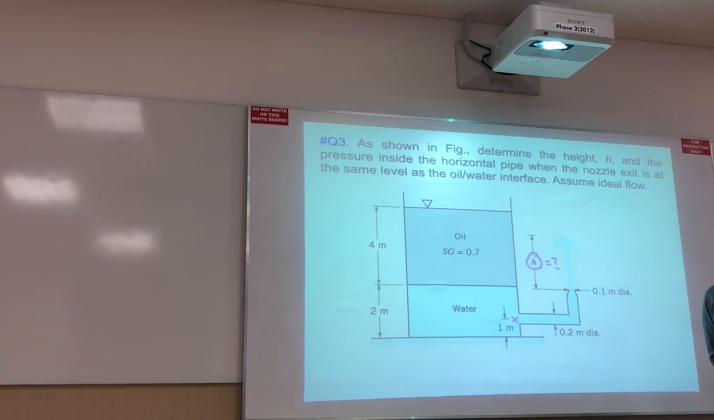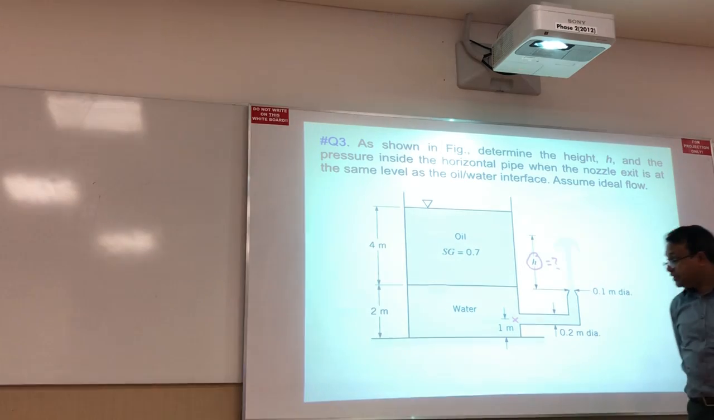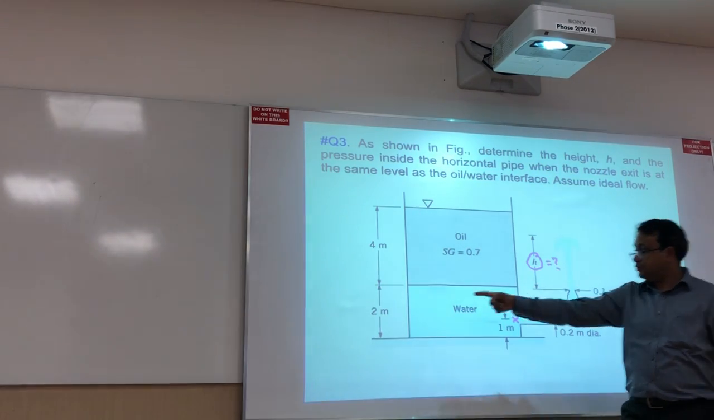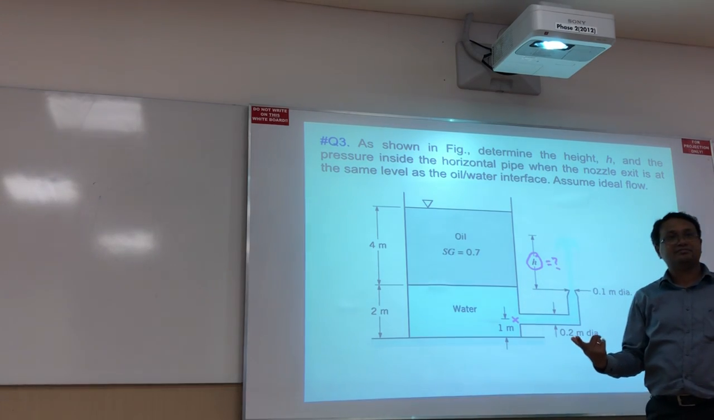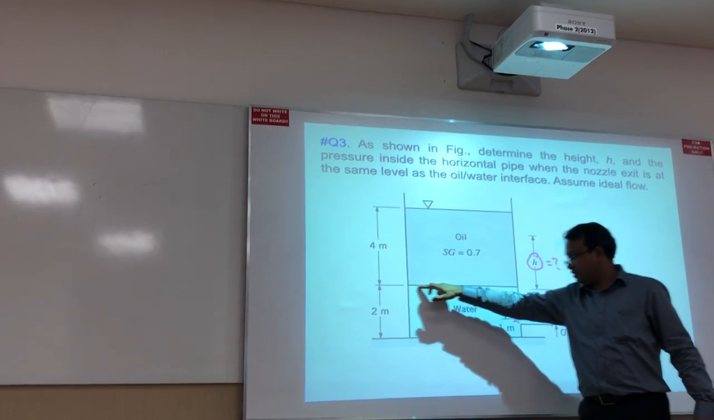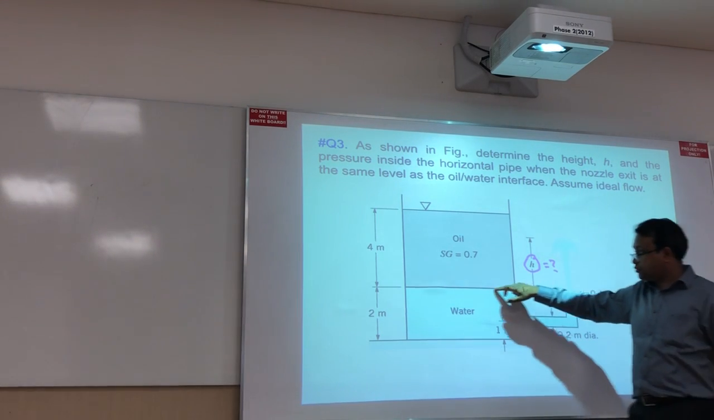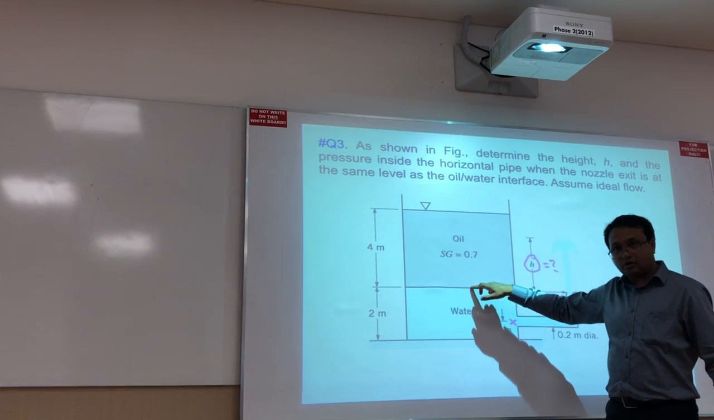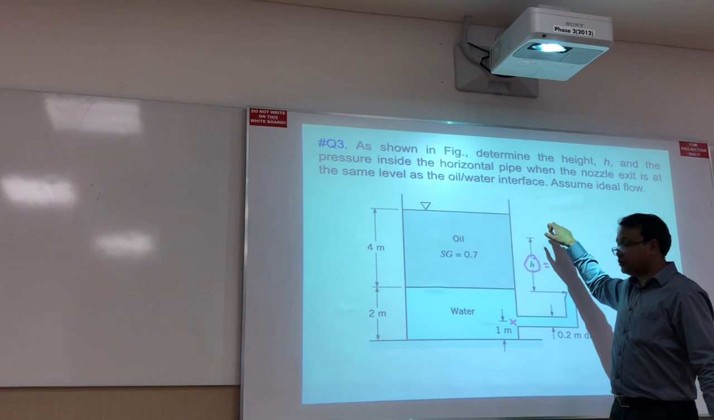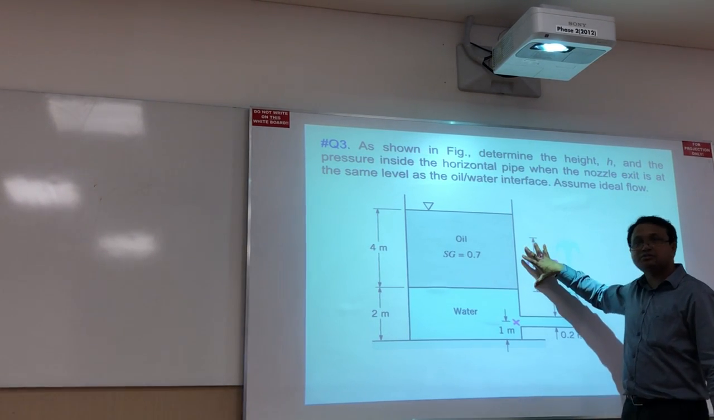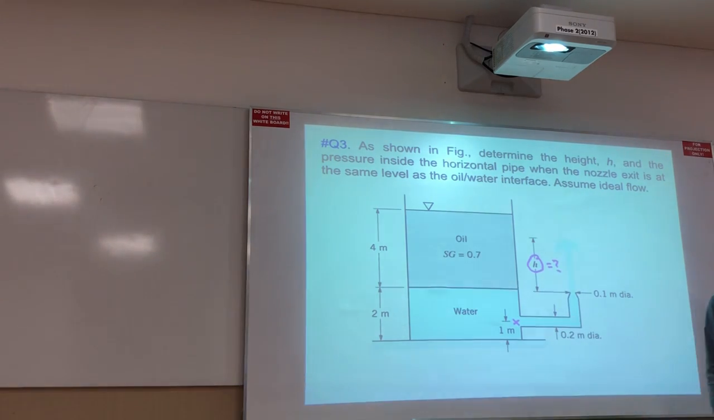How? You have to do Bernoulli's equation between this point and that point. Then you can find it. And what is the reference line? Reference line should be here. Easy to calculate. If you take the reference line from here to here, Z1 is here, correct. Z2 is from here to here, right? So Z1 is 0, but Z2 is H. Then I can calculate.